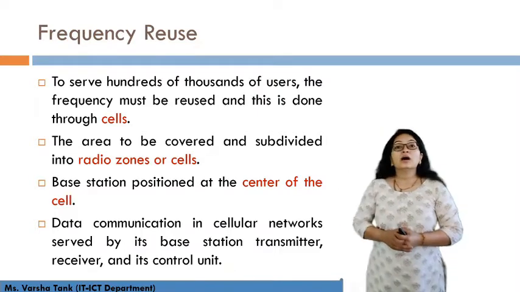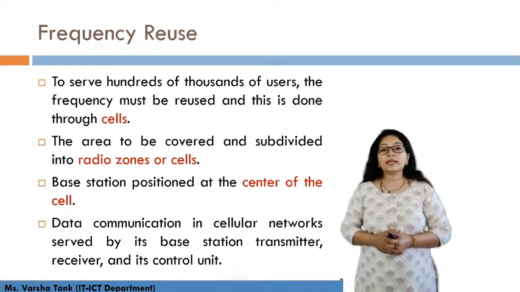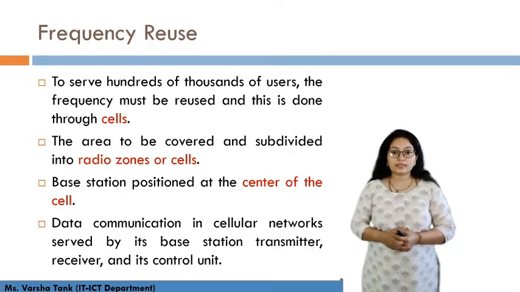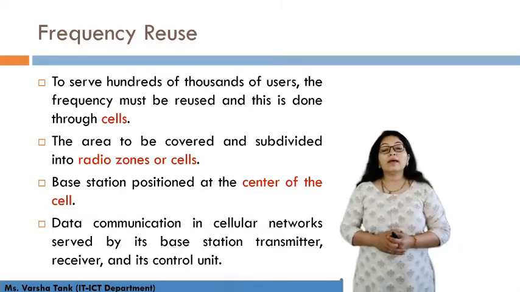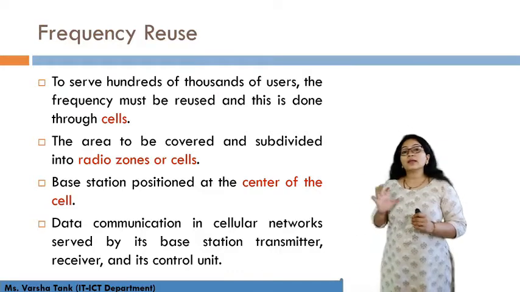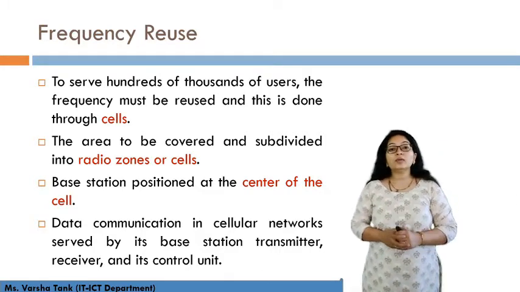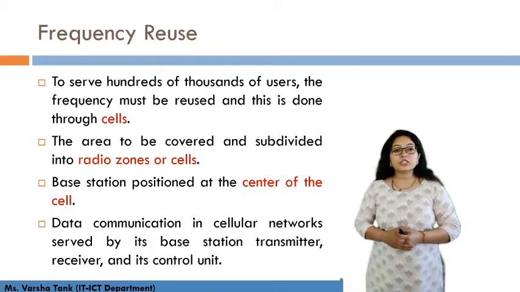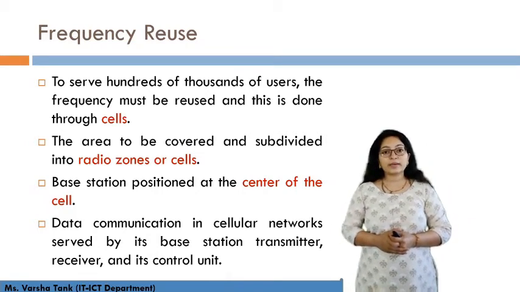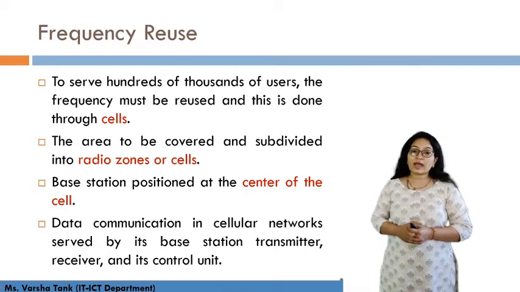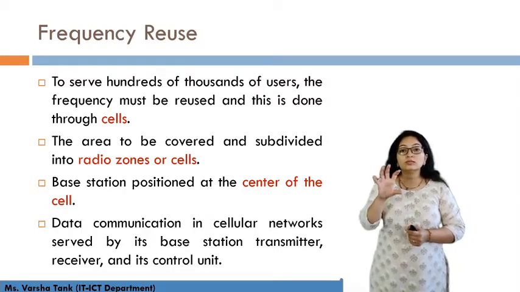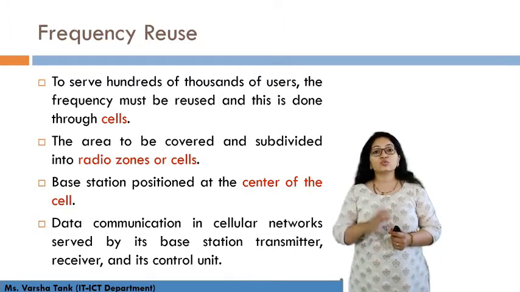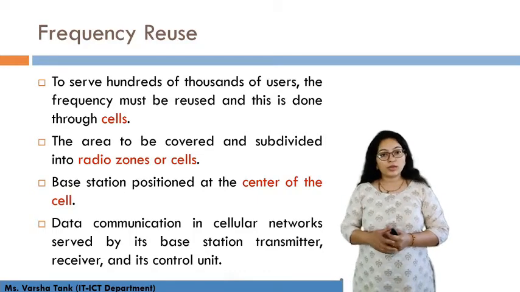Now here, the area to be covered is subdivided into radio zones or cells. The base station is positioned at the center of the cell, as we have seen in the cell geometry, that in each and every cell there is one antenna. That antenna will take care of that particular area. Next, data transmission in a cellular network is served by its base station, transmitter, receiver, and its control unit. This transmitter, receiver, and control unit are responsible for providing services to that particular cell.